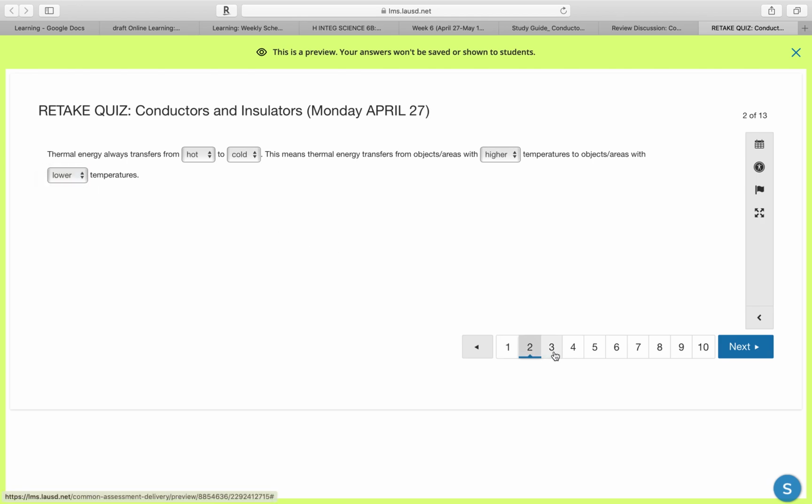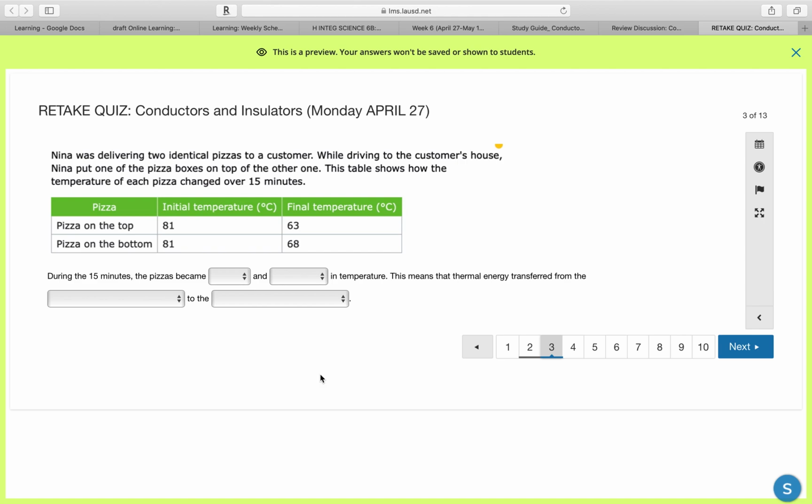That was number 2. Number 3, a lot of kids got this one incorrect too. Nina was delivering 2 pizzas to a customer. She put one of the pizza boxes on top of the other one, and it shows you how much the temperature changed over 15 minutes.